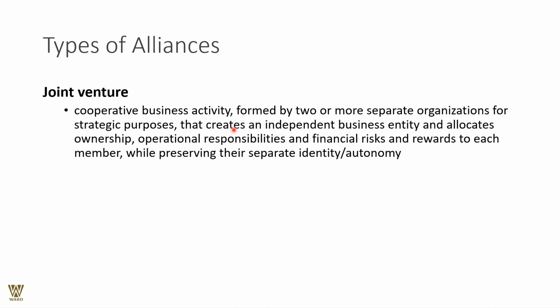So what happens is company A and company B amalgamate or form company C. Just as an example, company A is a bank and company B is an insurance company. Both of them form company C, wherein the bank's retail network is utilized to sell the insurance product. Whatever business is generated by company C will be equally divided between company A and company B, as the case might be. So ownership, operational responsibility, financial risk and rewards go to each member while preserving separate identity and autonomy.